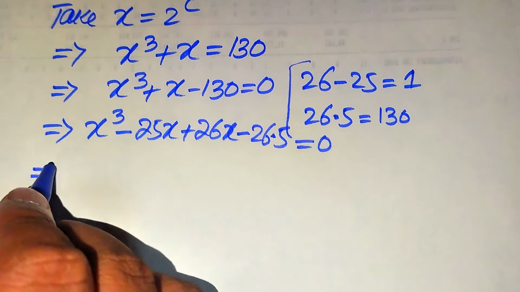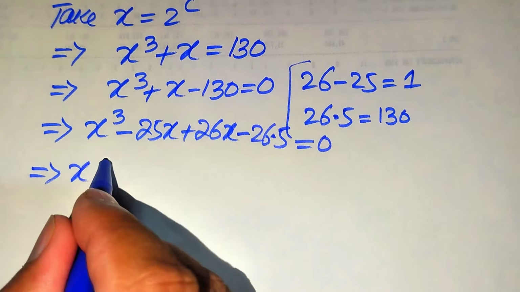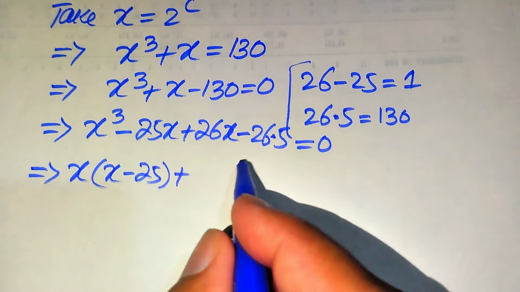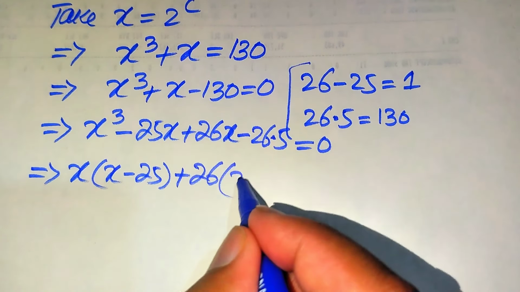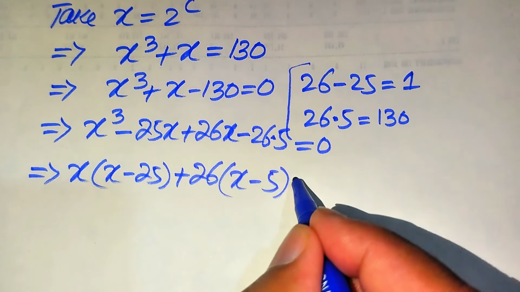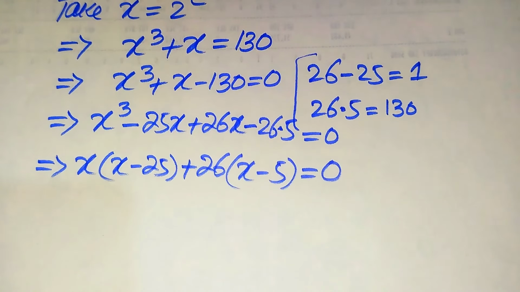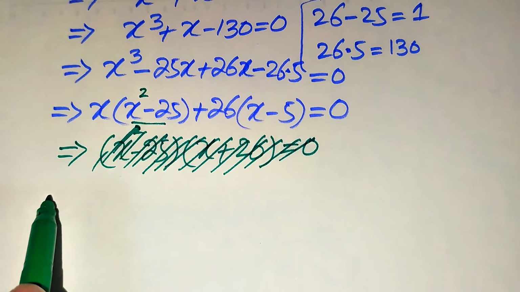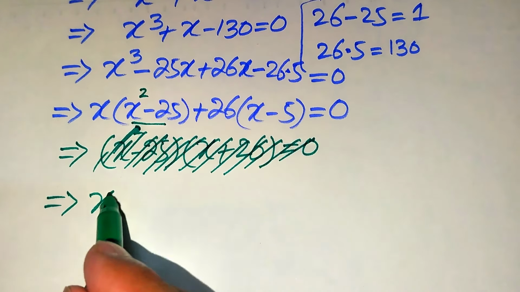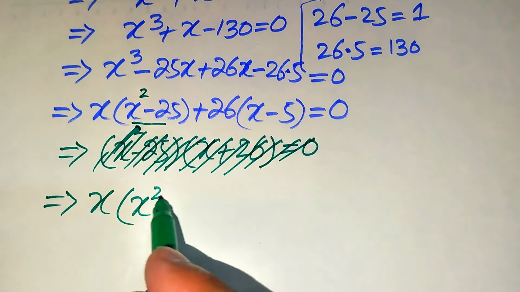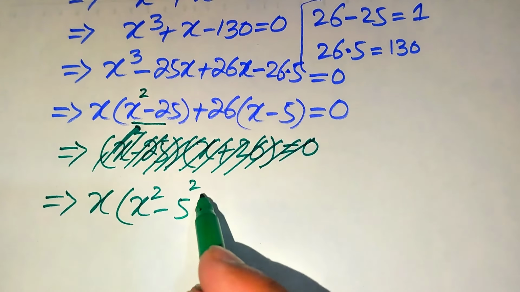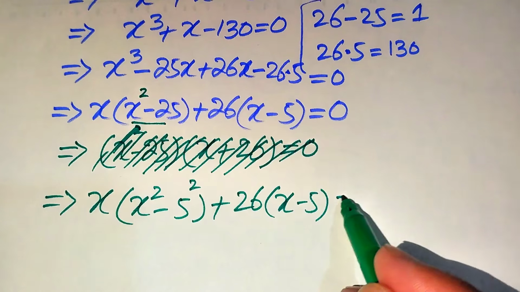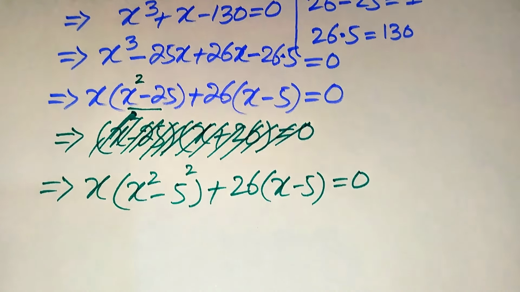And now we need to take common x from the first two terms. When you take common x, it will be written as x minus 25, and from the other two terms we take common 26 and also get x minus 5, and this whole equation equals 0. From here we break this expression and it will be written as x times x square minus 25, where we write 25 as 5 square, plus 26 times x minus 5, equals 0.